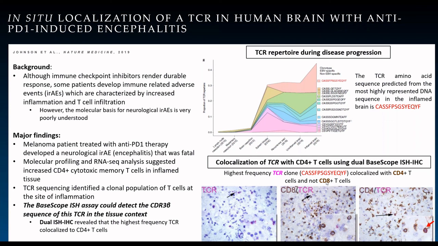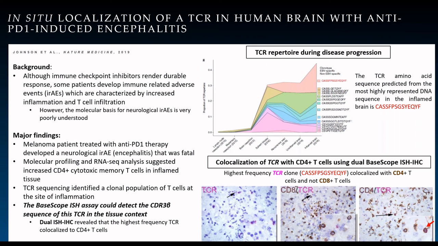these patients. So as a result, they performed PCR sequencing in the inflamed tissue to identify the specific sequence that was predominantly expressed in this particular inflamed tissue. Now, they identified the sequence and, using our BASESCOPE assay, designed a probe against it. And then using an ISH-IHC technique, they were able to identify the specific cell population that this TCR was expressed on. And this was a CD4 positive T cell population.